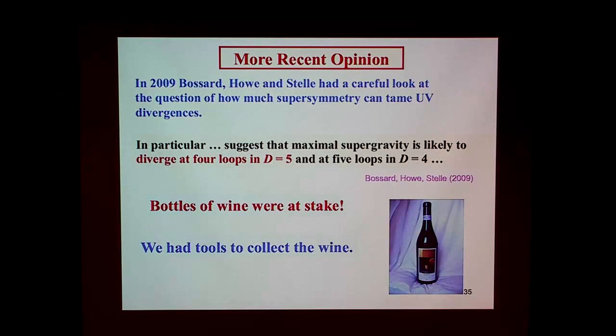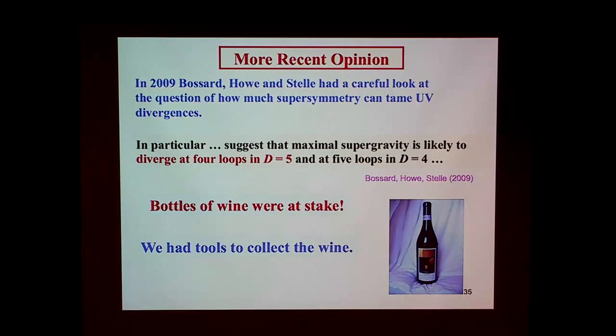In 2009, there was a paper by Bossard, Howe, and Stelle, and in the abstract they said that their methods suggest that maximal supergravity is likely to diverge at 4 loops in d equals 5 and at 5 loops in d equals 4. Basically, they're saying you're going to have trouble.